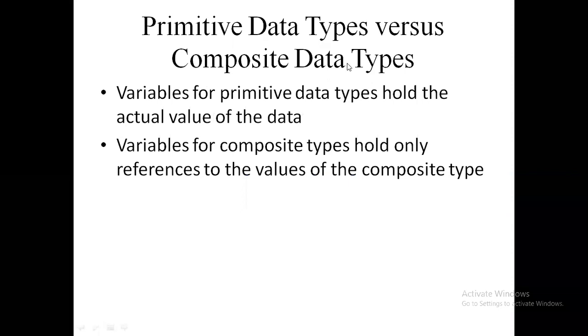Yeah. So next, coming to primitive data type versus composite data type. What is the main difference between these two? Variables of primitive data types hold the actual value, whereas composite data types hold the reference value. This is the main difference.